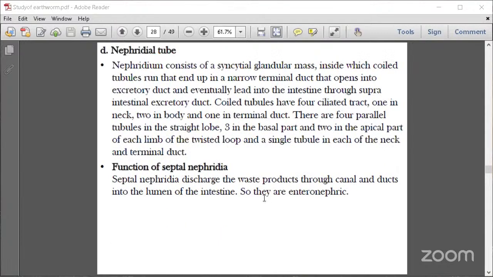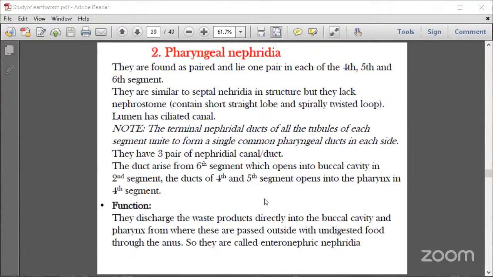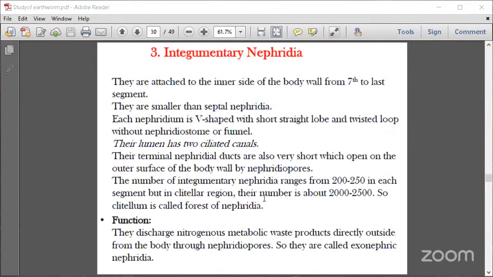Yes, we have enteronephric nephridia, and we also have exonephric nephridia. What is that? That is integumentary nephridia. The detailed structure we studied in the first one, so that is why I didn't show you that diagram in the second one.